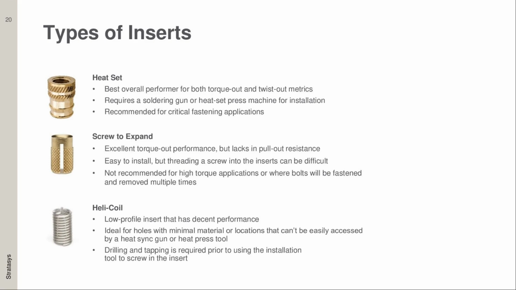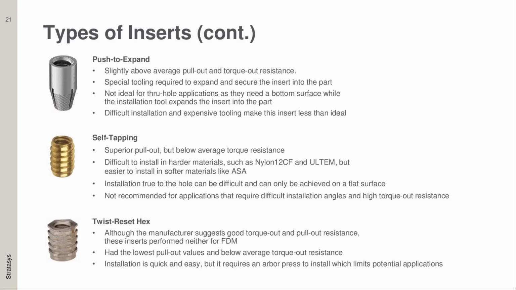Helicoils are great for low profile inserts. If you have a really thin walled structure or something, a helicoil is great because you can dial it in versus a heat set and screw to expand. You'll have a defined length of the insert. Like I said, these helicoils are great for minimal material areas, but it is hard to access them by a heat gun or heat press. And you will need to drill and tap them prior to installation. So there is a lot of prep on the front side of a helicoil.